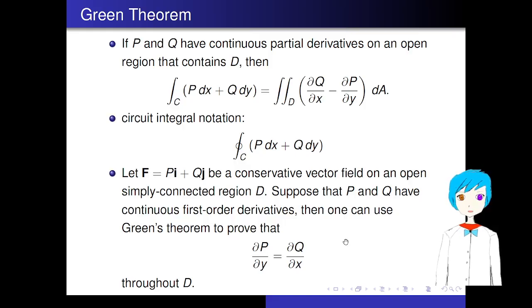Finally, we can use Green's theorem to prove that if the vector field F is a conservative vector field on an open simply connected region D, and if both components have continuous first order derivatives, then we can prove by definition that partial P partial y equals partial Q partial x using Green's theorem.